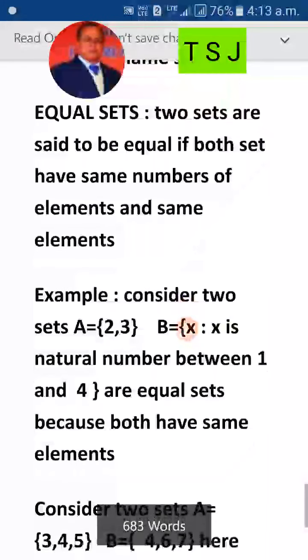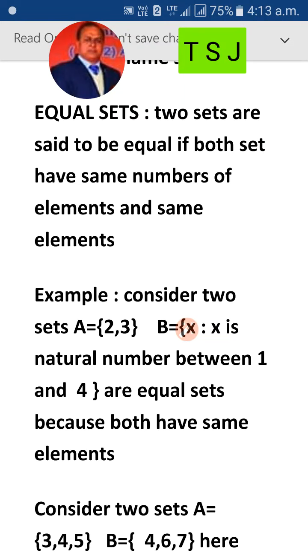After this, equal sets. Two sets are said to be equal if both sets have the same number of elements and the same elements. Consider two sets, A equal to 2, 3 and B equal to x, where x is a natural number between 1 and 4. These two sets are equal because both have the same elements. A has 2, 3, and B has natural numbers between 1 and 4, which are also 2, 3. So the number of elements is equal, and the elements inside are equal. So these two are equal sets.